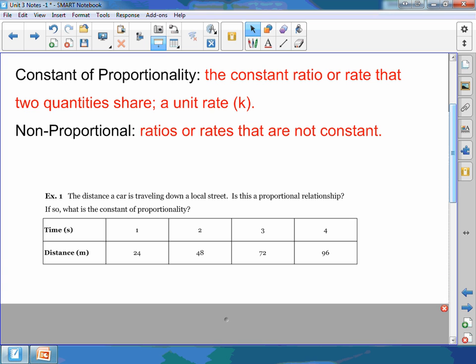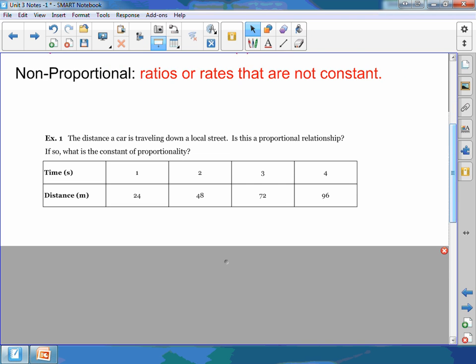Let's see some examples here. So look at the table for example 1. Talking about a car traveling down a local street. Never mind the fragment there. But a car is traveling down the street, and you're measuring time and the distance traveled. The question is, is this a proportional relationship? Is this a constant relationship, like constant rate or ratio? In this case, it's a rate.